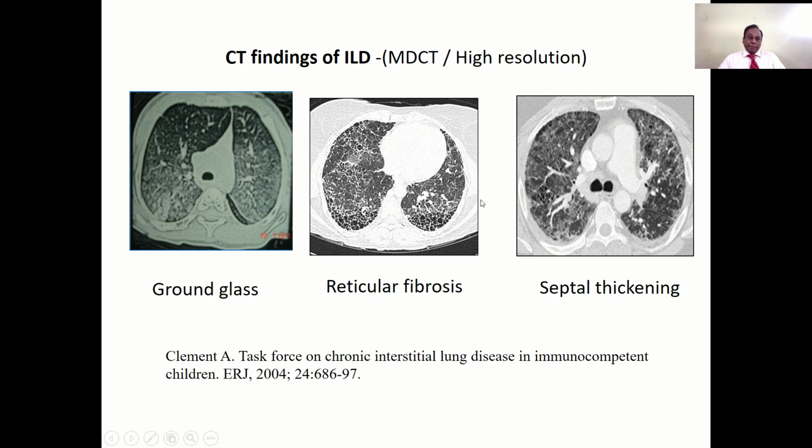Actually, it's a progression. Initially, you can get a ground glass. Later, it may go to this sort of reticular changes. Then it will go to many other changes, like mosaic pattern and septal thickening. All these things depend on what stage you are seeing the child at.